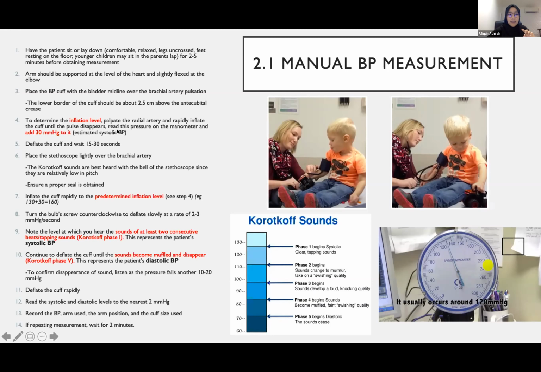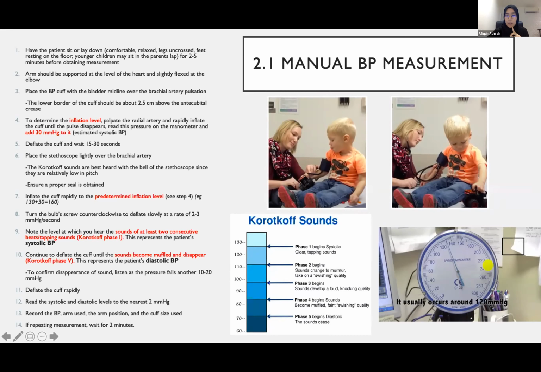That's an estimated systolic BP. And then we add 30 millimeters of mercury to it. So let's say we get 130 when the radial pulse disappears, we add 30 to make 160. So we need to pump until 160. Okay, then we deflate the cuff and wait for 15 to 30 seconds. Then we start the real procedure to determine the systolic and diastolic BP.